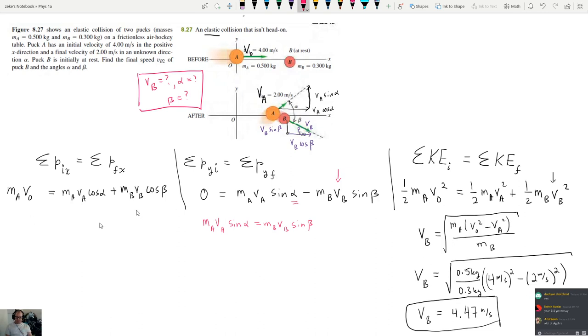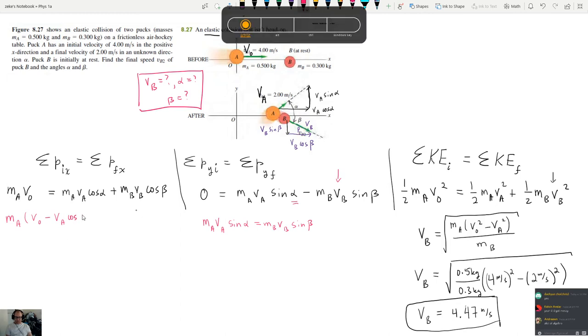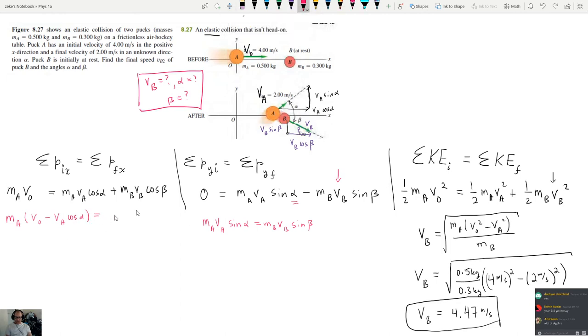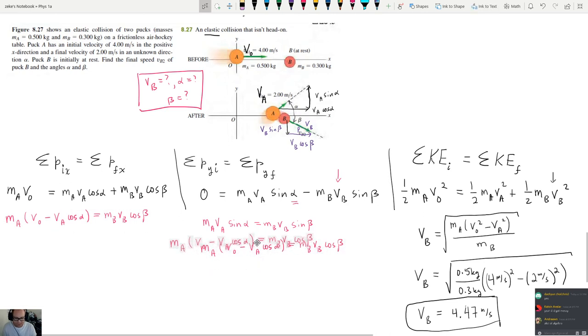And then I'm going to take this equation over here and I'm going to rearrange it so that all of the MA stuff is together. So on the left-hand side, we'll have MA times V naught minus VA cosine alpha, and this is equal to MB VB cos beta. And now we're going to take this equation and kind of line these up like this.